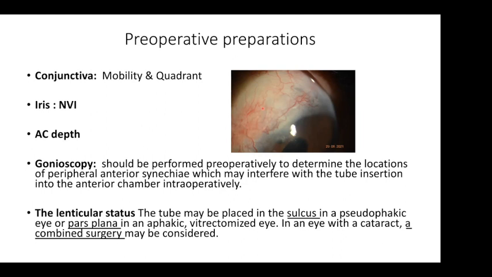I do that intentionally. I test the mobility of the conjunctiva so that I know in advance. I don't want to go to the OR and then find the conjunctiva plastered on the sclera and then I have to change my procedure. So again, I test the conjunctiva.